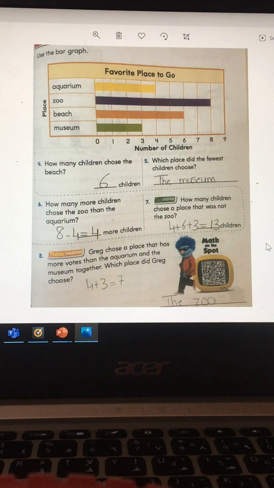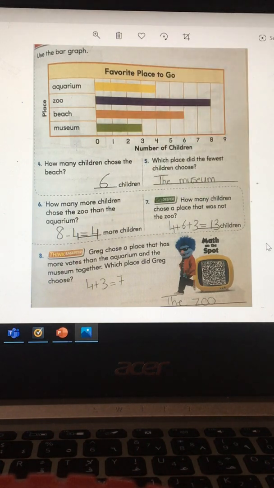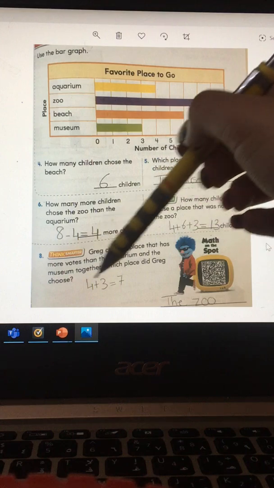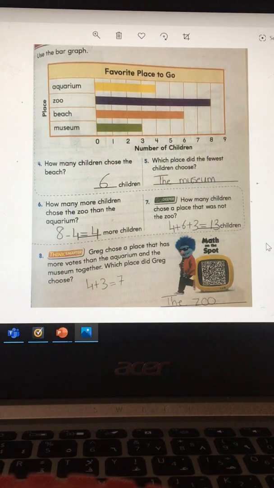Why didn't I choose the aquarium, the beach, the museum? Because he wants me to compare the number of the aquarium and the museum together. When I added the aquarium and the museum together, I found out that the sum is 7. So I want a number that is bigger than 7.